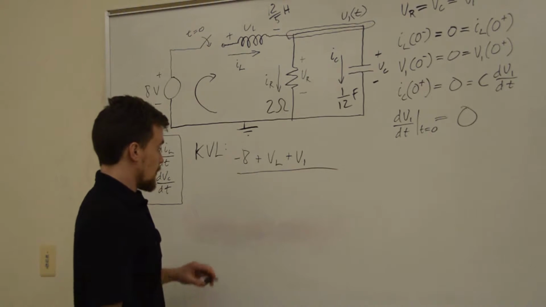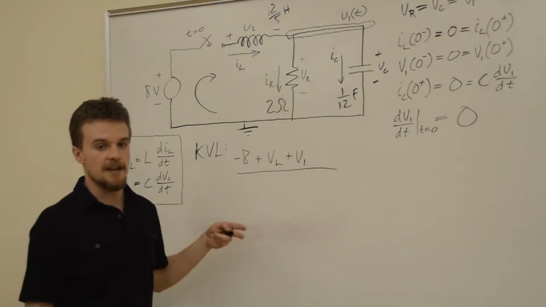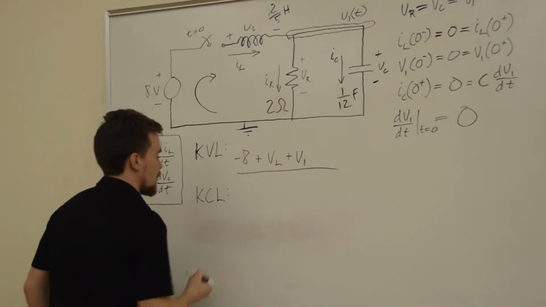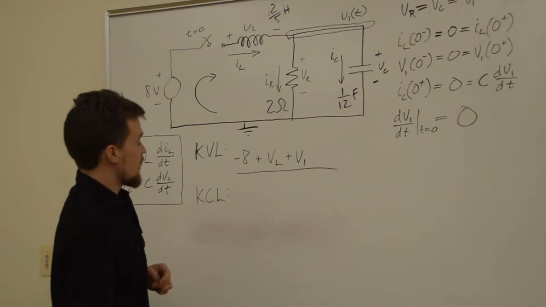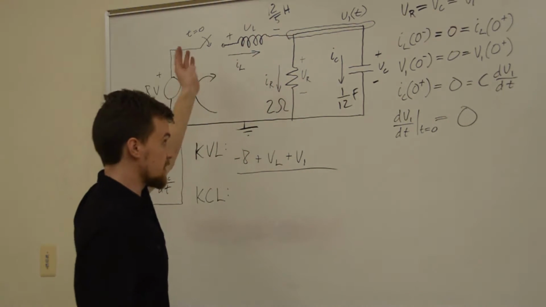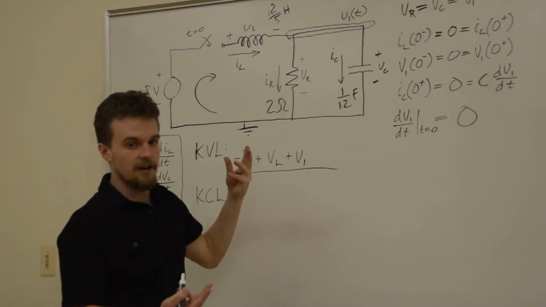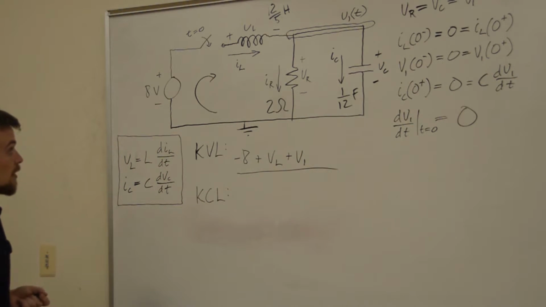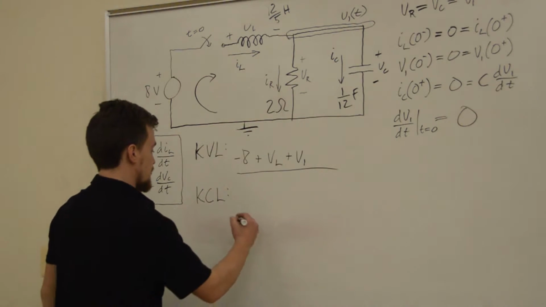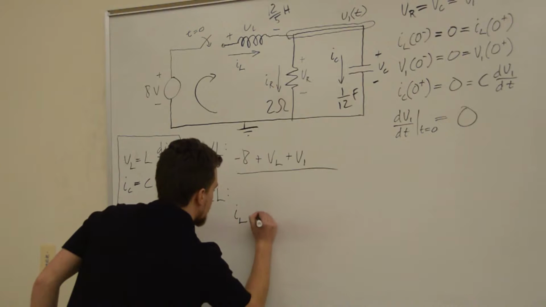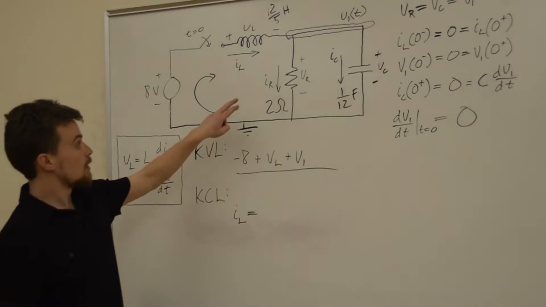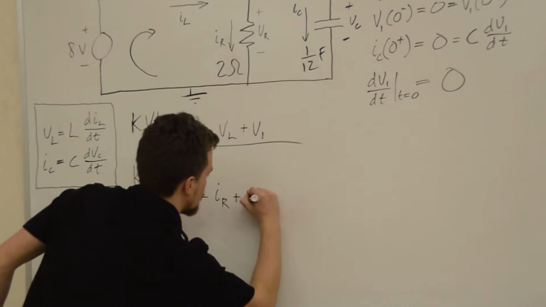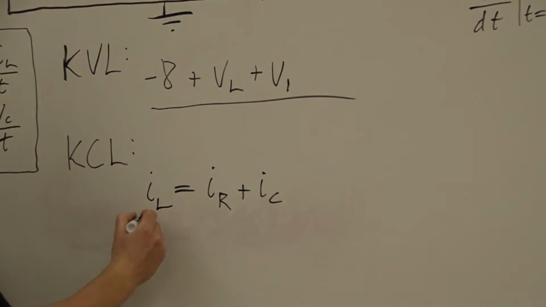So we don't have to stick with KVL. This is how we got this, but we can use KCL to get another equation that's true. So let's use that. Okay, so let's do KCL at this node. Now this KCL says that all the currents flowing into the node sum to 0, or another way of saying that would be the currents flowing in equal the currents flowing out. All right, so we have IL flowing in, so we'll just say that IL is equal to IR plus IC. So this is also always true.